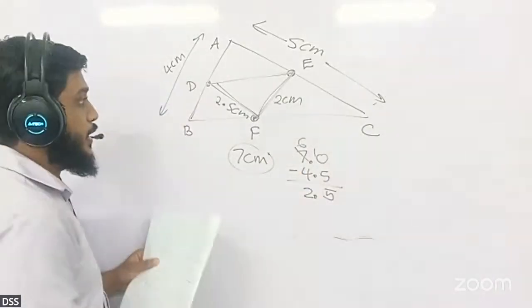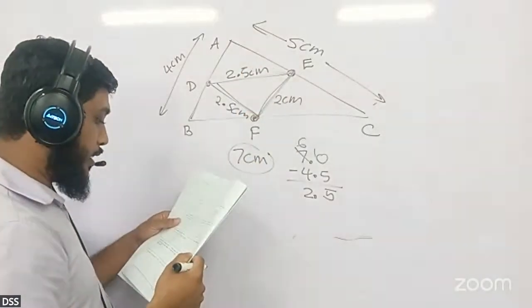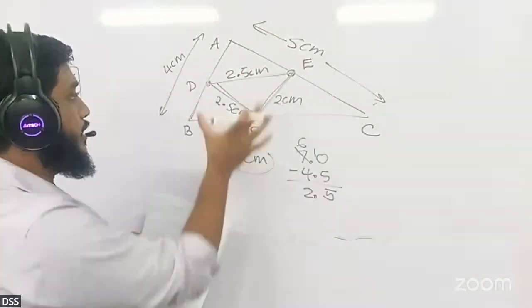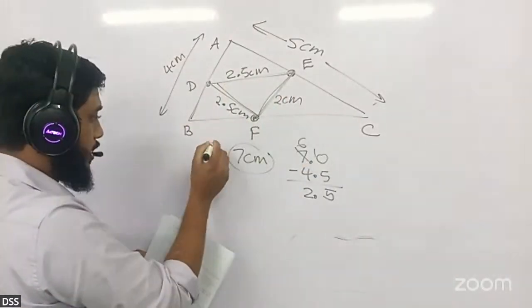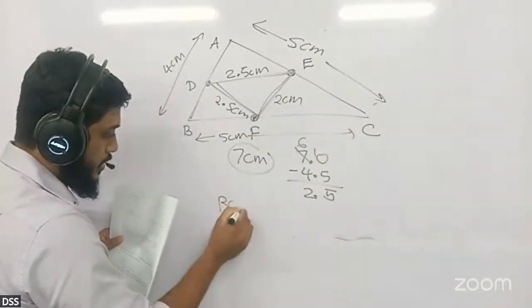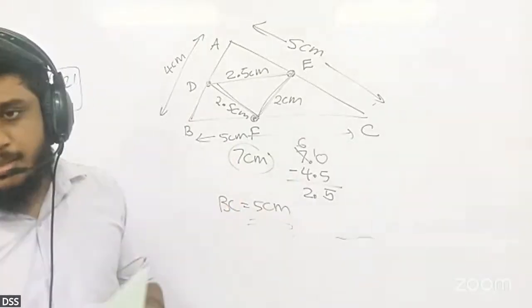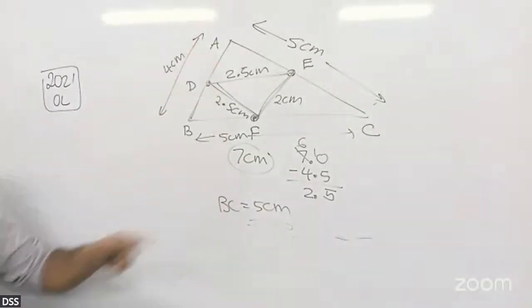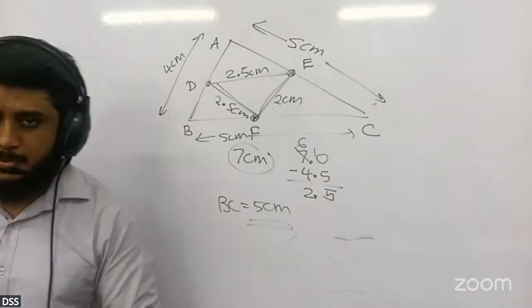2.5. Now this side also how much? 2.5 centimeter. But what they asked was to find the length of BC. This side is 2.5, so B to C should be how much? 5 centimeter. Now this side should be 5 centimeter. So we can write BC is equal to 5 centimeter. If you write BC 5 centimeter, that is enough. Now you have marked everything on the diagram. It's right. There is no need to write the midpoint theorem on the paper.